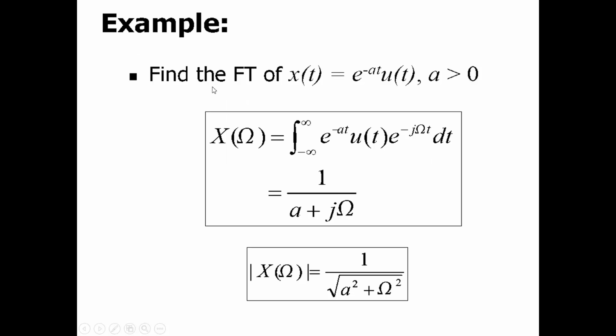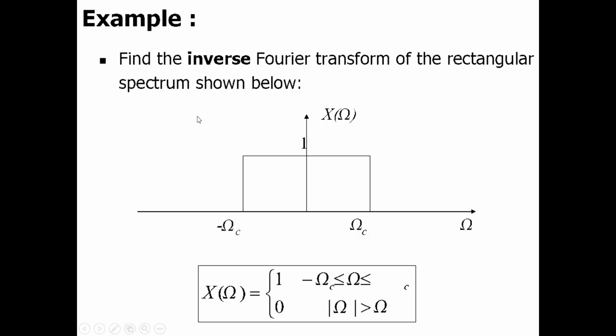Now let us take one more example. Find the Fourier transform of x(t) equal to e to the power minus a t u(t). This is the Fourier transform formula, so you try to solve this integral. Integral limits will change from 0 to infinity, with e to the power minus a t and e to the power minus j omega t. If you solve it, you will get 1 over a plus j omega. If you want the magnitude spectrum, the magnitude response will be 1 over the square root of a square plus omega square.